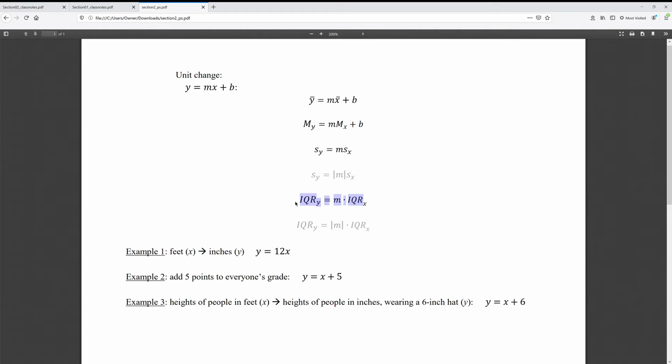One final note on the formulas, note the light gray here. I am presuming in all of this that m is positive. It wouldn't make any sense for m to be 0. Turning every number into the same number would be silly.